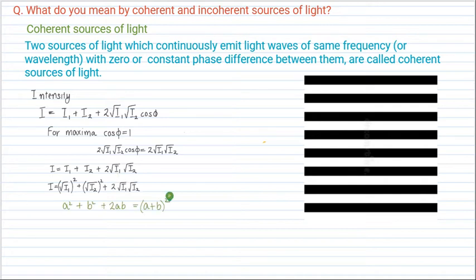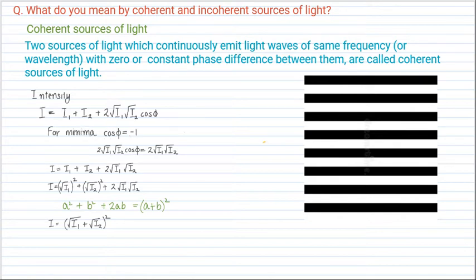Now using this relation, a square plus b square plus twice of ab, I can write a plus b whole thing square. Therefore, my resultant intensity I can be written as root over I1 plus root over I2 whole thing square. Fine. So this is for your maxima. The same principle can be applied for your minima. Just the difference is that you have to replace this cos phi term with minus 1.